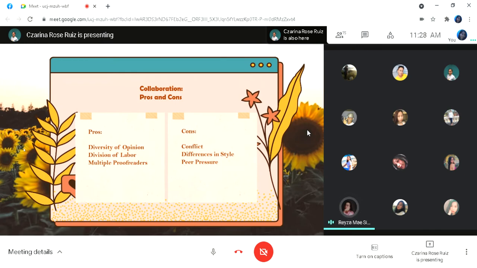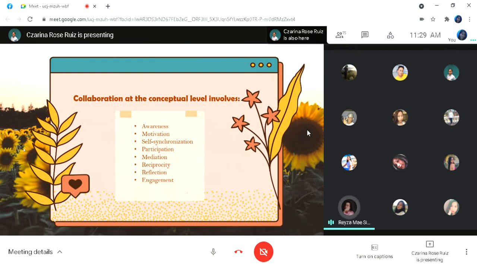Division of labor. A group of writers can break a large project down either by tasks, research, drafting, documenting, editing, or sections. It's important, however, that work is equally distributed and individual members are held accountable for their contributions. Multiple proofreaders. As long as there are no disagreements over grammar, it helps to have a number of people edit a writing project.